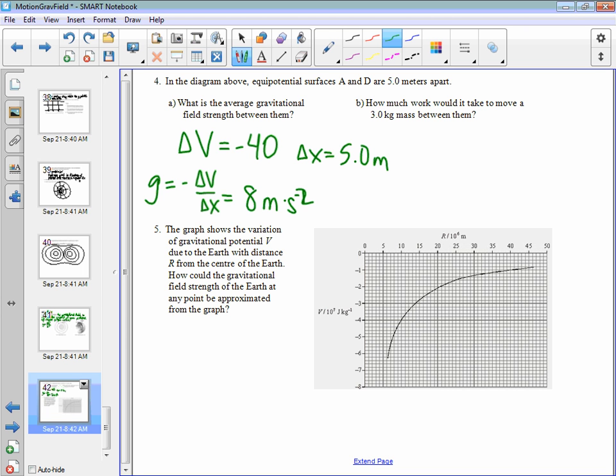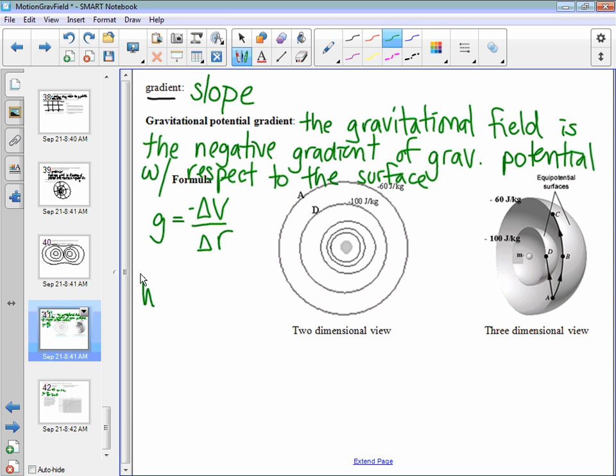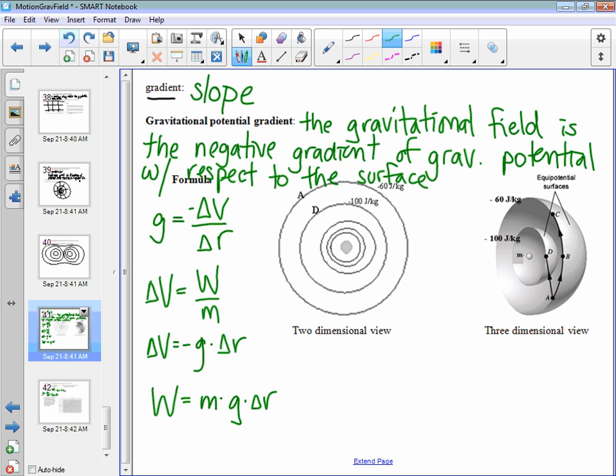How much work would it take to move a 3 kilogram mass between them? Remember that work is equal to, go back to the slide with the equations here. One of the other relationships we had is that delta V is equal to work done per mass. If we want to solve for work, we can use the other definition of delta V, that delta V is equal to negative g times delta r. We can substitute that in here, and multiply both sides by m. Work is equal to m times g times delta r.